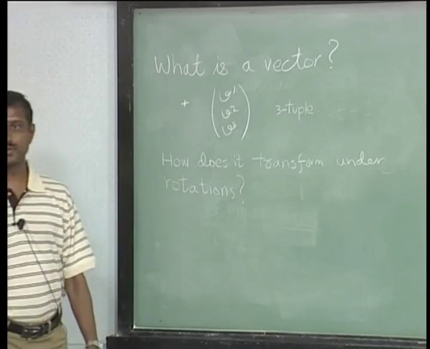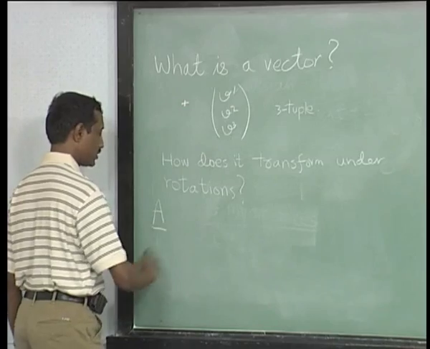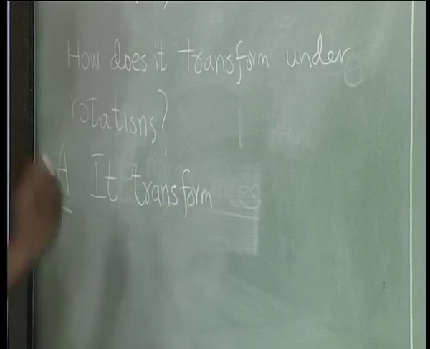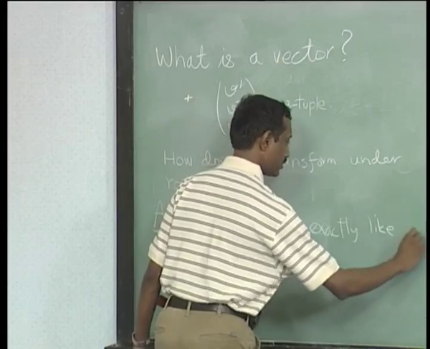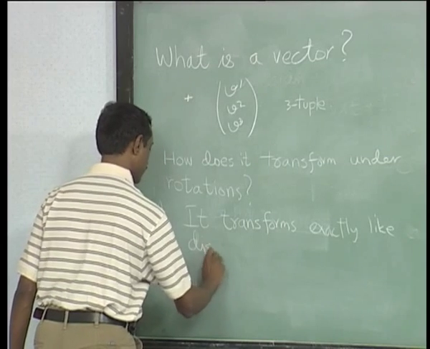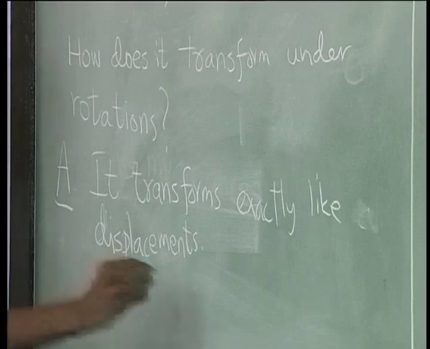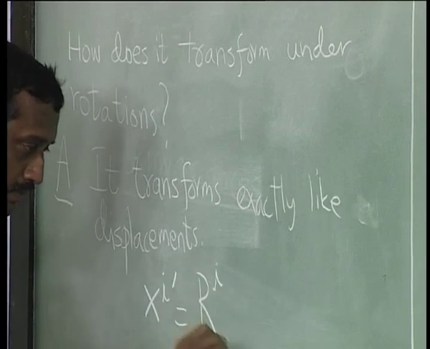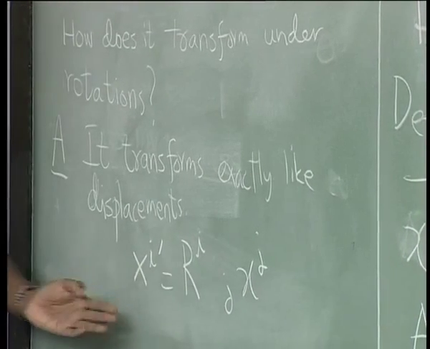Okay. And the answer to that is very easy. It transforms exactly like the coordinates, like displacements to be precise. So, by that what do we mean? Suppose we have a rotation. So, let us write this way, x prime i equals R i j, some matrix, x j. So, this is, let us say, the coordinates transform in this fashion.